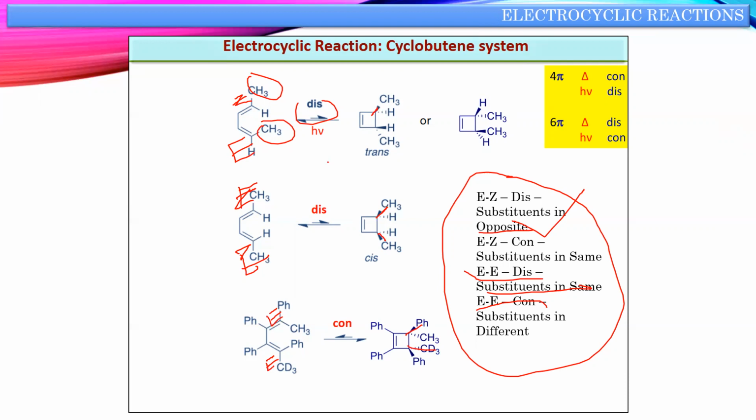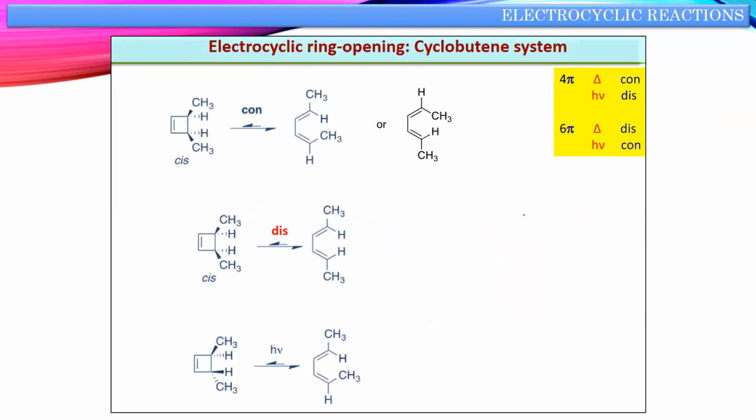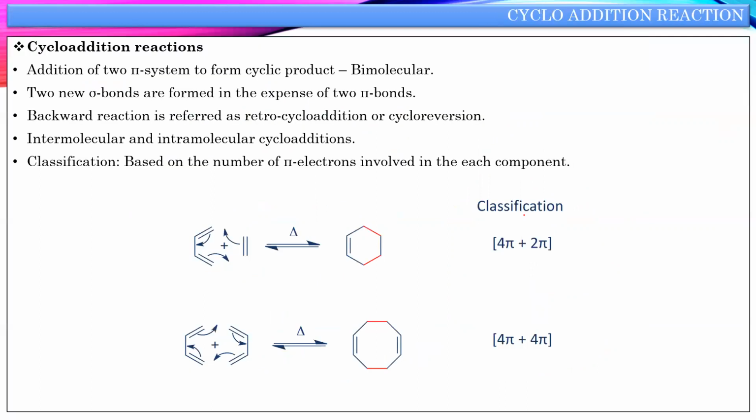If we do not assign the stereochemistry of the compound, the marks will be deducted. Remember this trick, then you can deduce the stereochemistry of the substance in the given 4 pi or 6 pi systems. One is ring opening, another one is ring closing. Examples are clearly provided here. You can go through them.